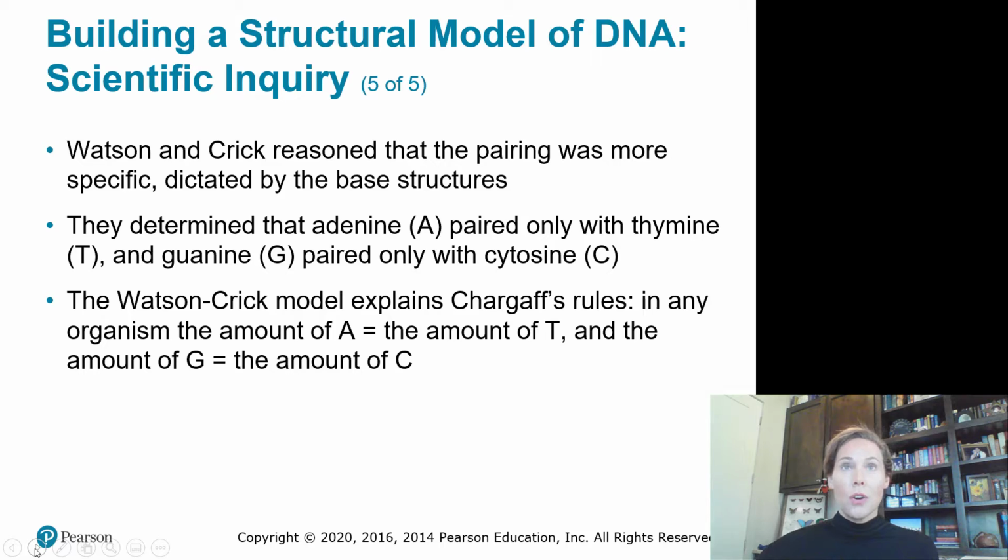And that also corresponded with and supported what Chargaff found, which is that if you have X amount of A's, you're going to have the same amount of T's, because they are paired up with one another, so it should be equal. And if you have X amount of G's, you're going to have the same amount of C's.